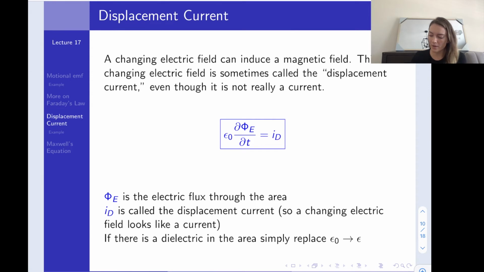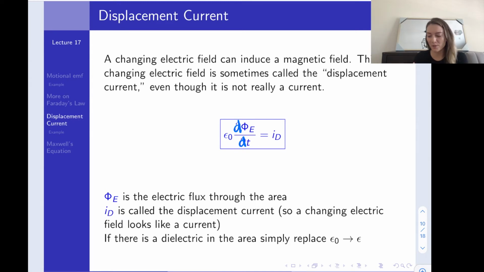So this is our displacement current, little I sub d, and it's given by epsilon naught, and then the time derivative, I should have put, I put partial derivatives there, but I'll change that in the notes. So these should just be regular derivatives of the electric flux through some area. So this is caused by a changing electric field. So a changing electric field can induce a magnetic field.